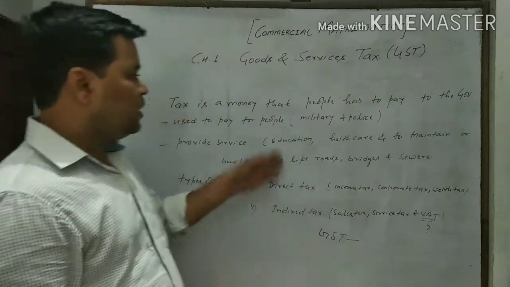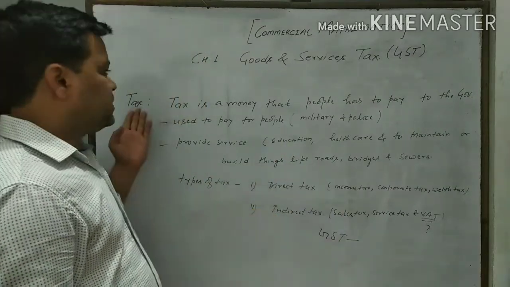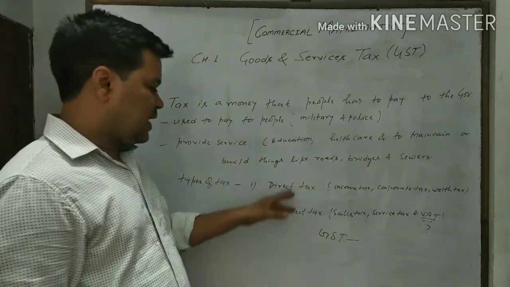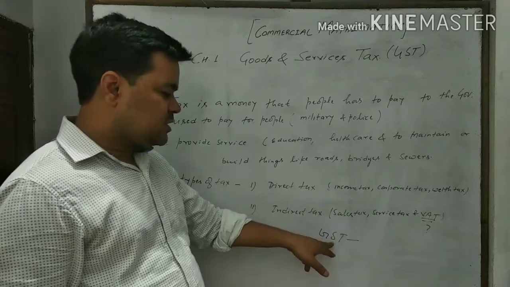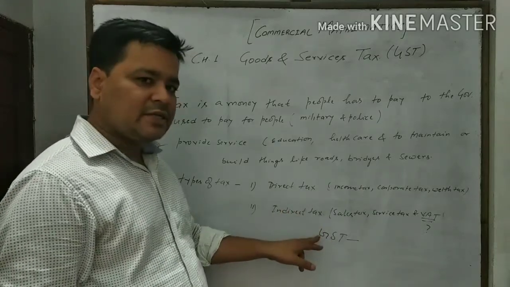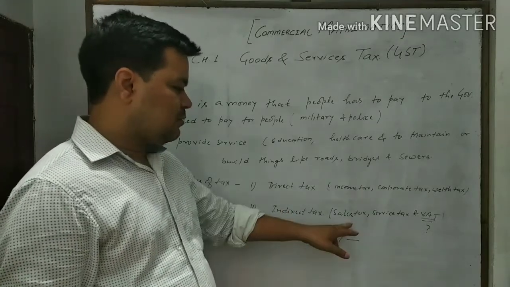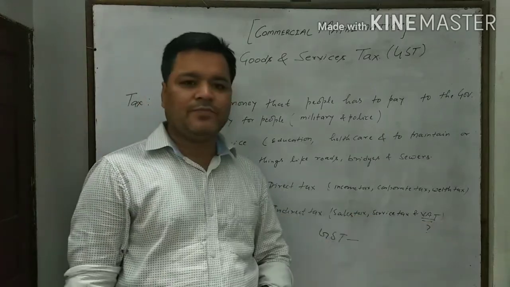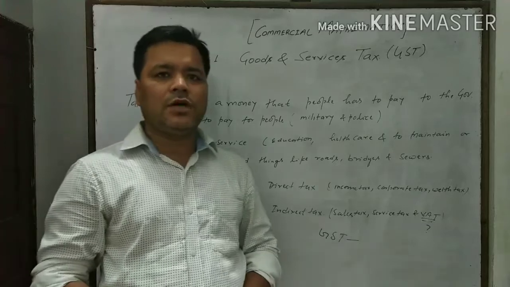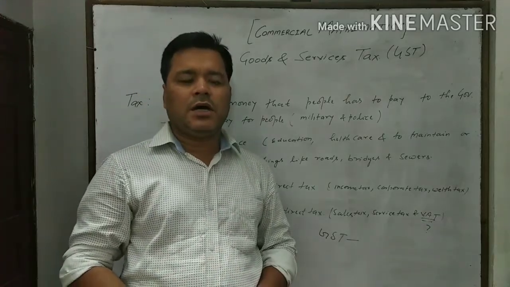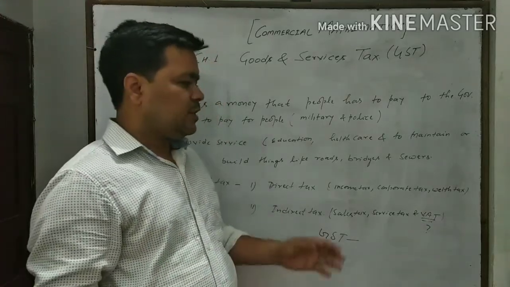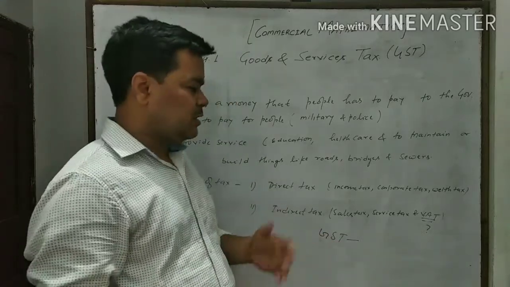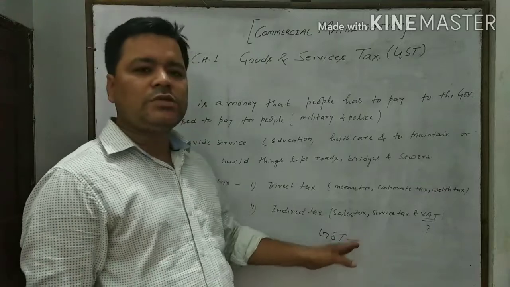I think you understand the basic terms: what is tax, what is the use of tax, and how many types of tax, direct tax and indirect tax. GST is basically an indirect tax which has come in place of sales tax, service tax, and VAT. The government wanted to work on a theory that there should be one country, one tax. Due to that GST came into existence.